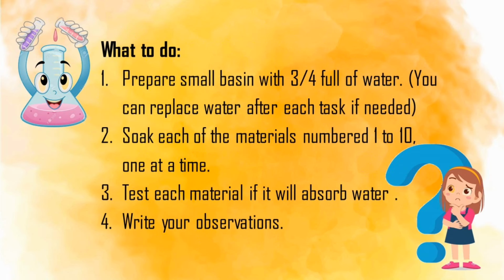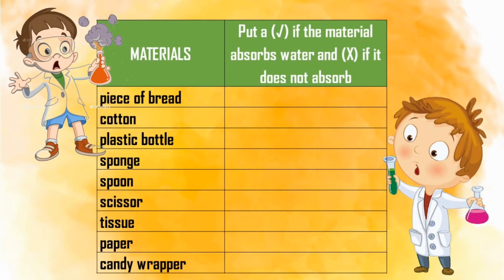Here are the steps that you need to follow while doing the activity. 1. Prepare a small basin 3/4 full of water. You can replace water after each task if needed. 2. Soak each of the materials numbered 1 to 10, one at a time. 3. Test each material if it will absorb water or not. And 4. Write your observation. Using the table, put a check if the material absorbs water and cross if it does not absorb water.